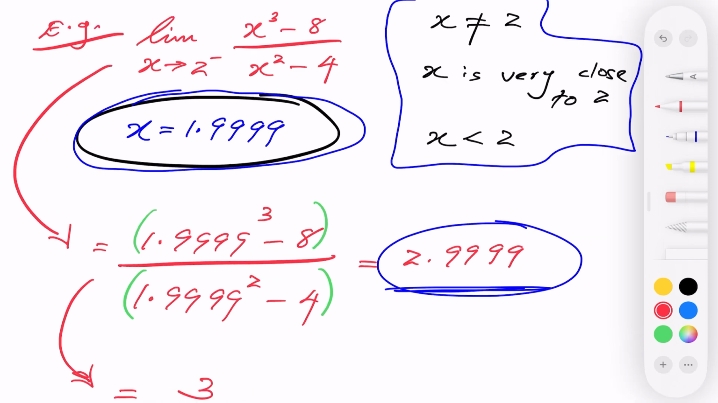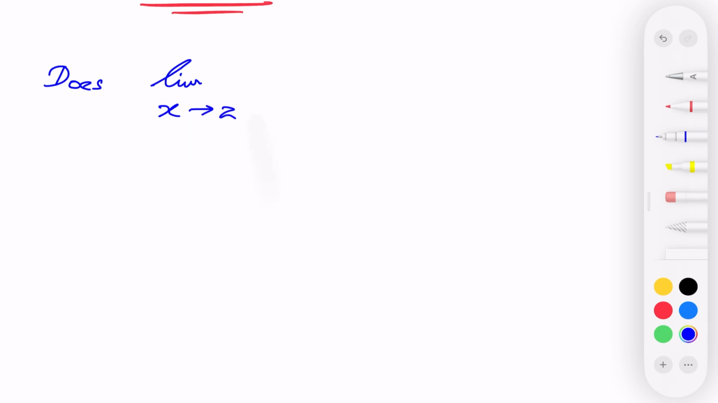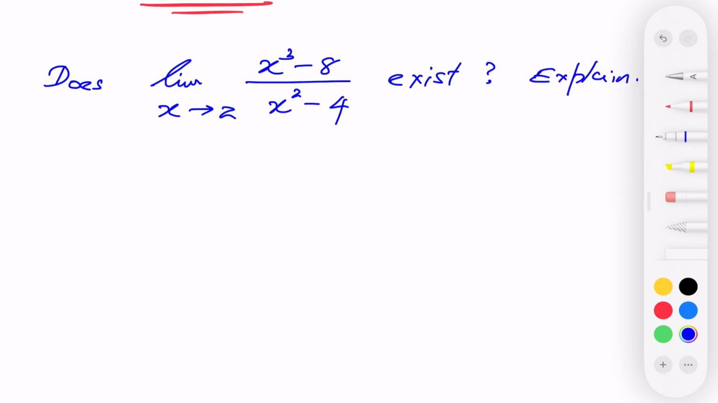All right. Now, I have another question for you. Based on the two answers that we obtained, can you answer this question? Does the limit as x approaches 2 of x cubed minus 8 over x squared minus 4 exist? Let's say, explain. Well, our answer is yes, it does exist.